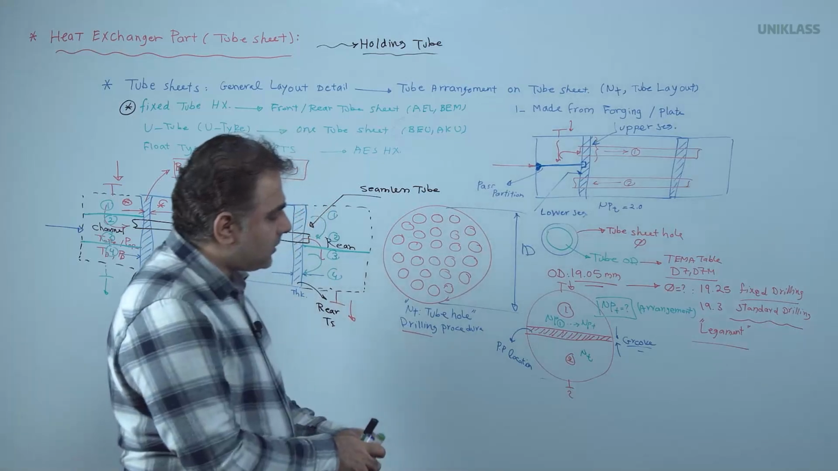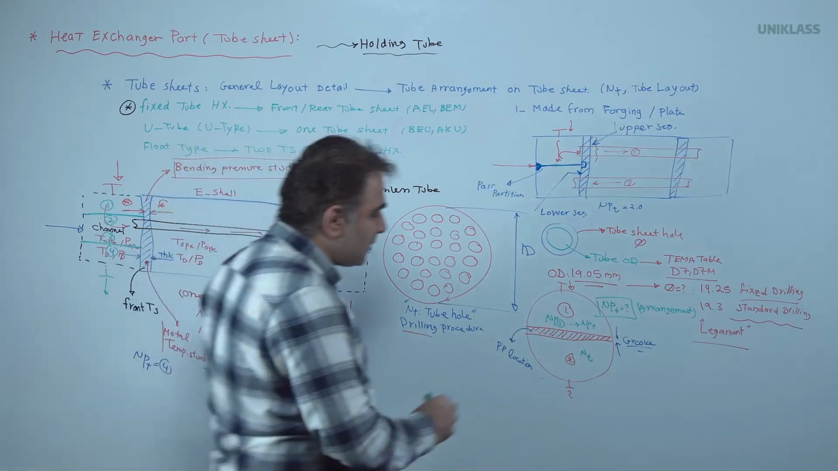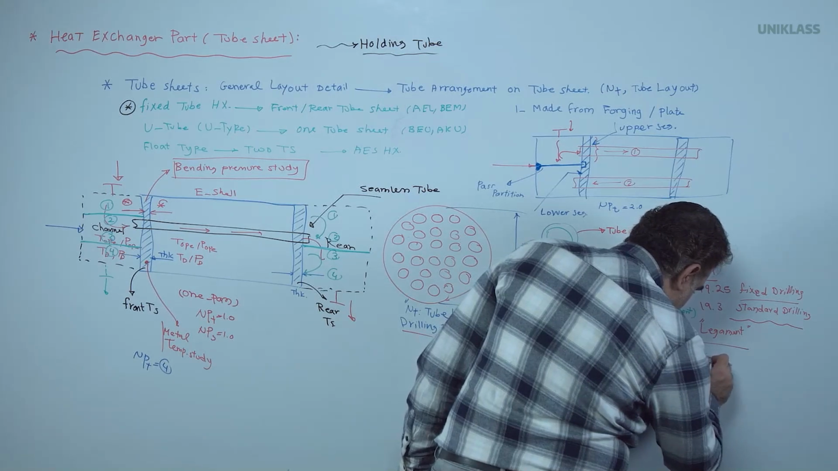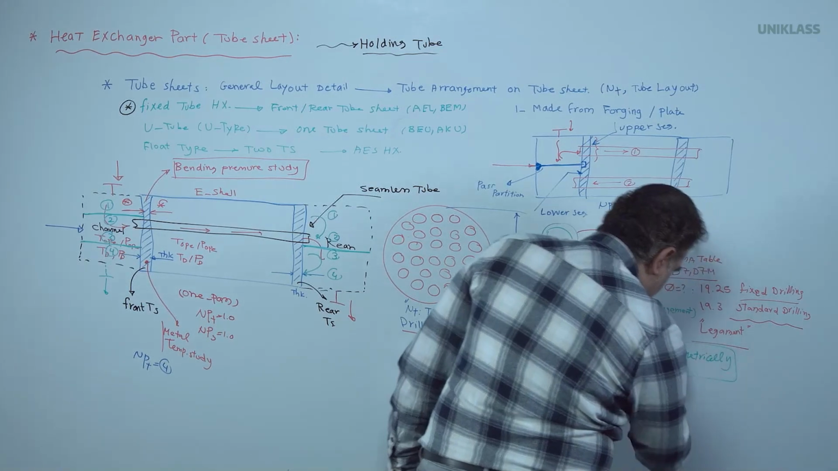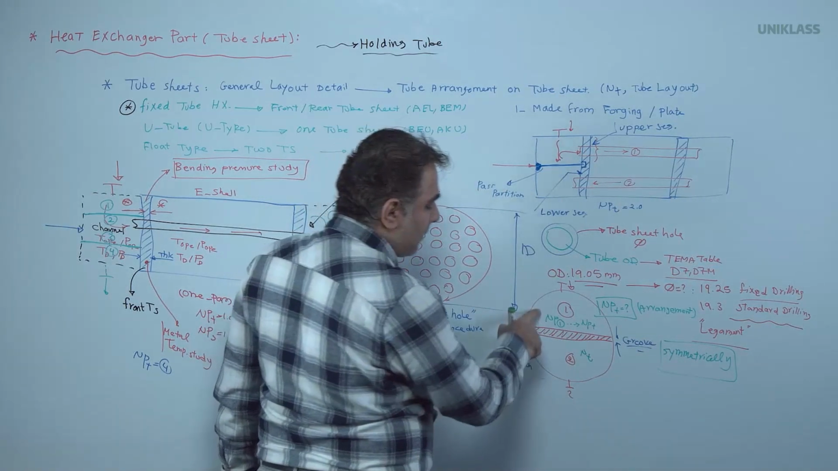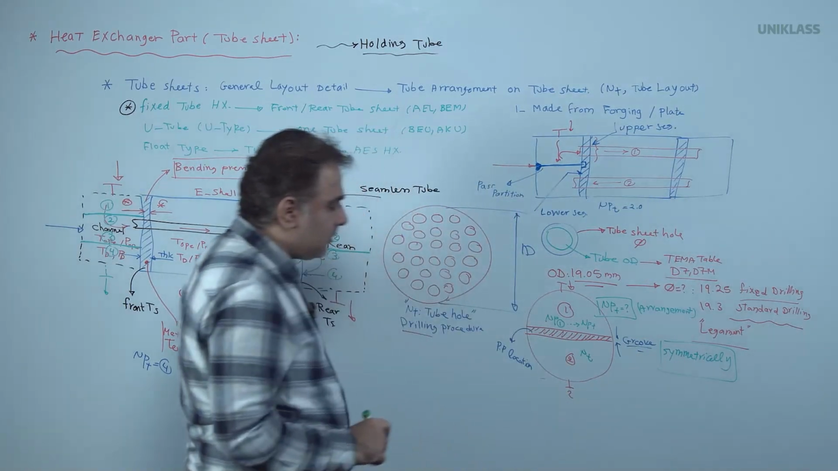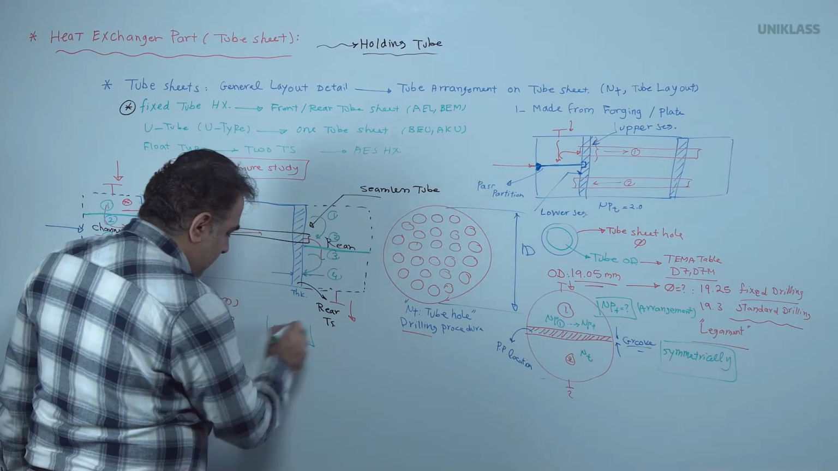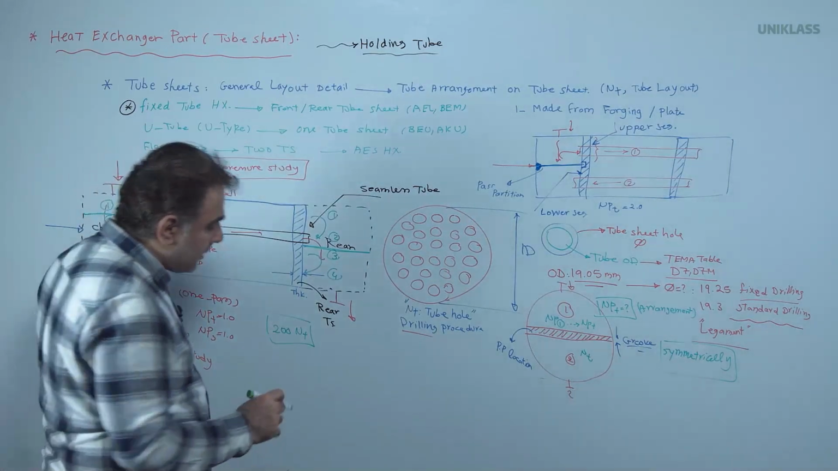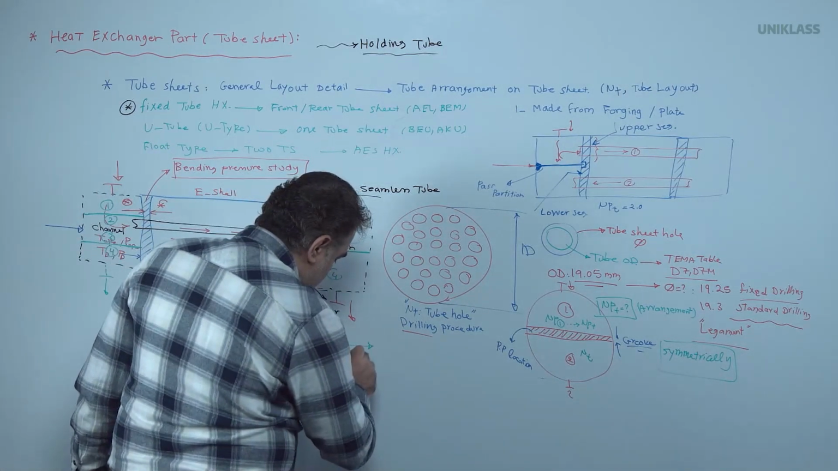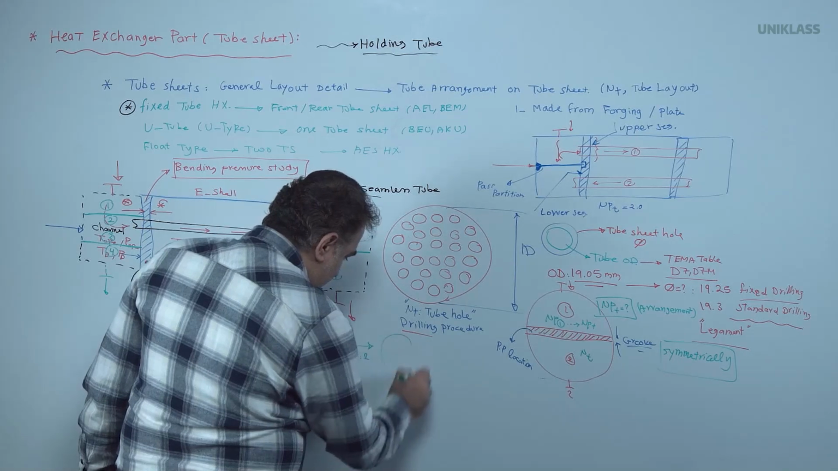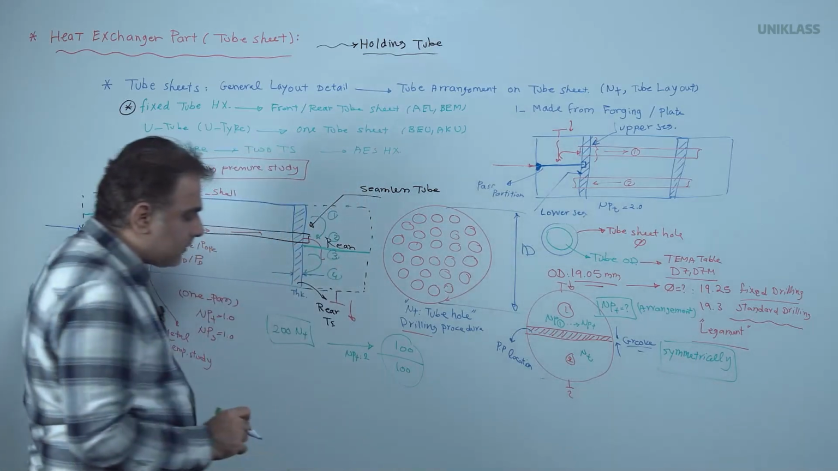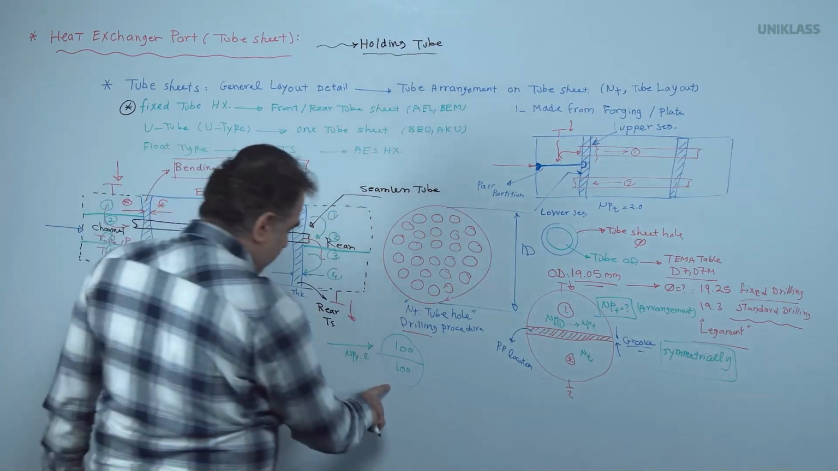Based on the TEMA recommendation, when designing a heat exchanger, we need to model the heat exchanger symmetrically. That means the number of tubes in path 1 shall be equal to the number of tubes in path 2. For example, if we have 200 total tubes required as per thermal design calculation, it is mandatory to do it symmetrically: 100 tubes at the upper segment and 100 tubes at the lower segment, for path 1 and path 2.